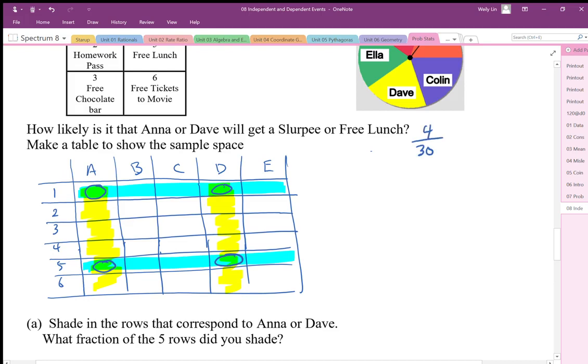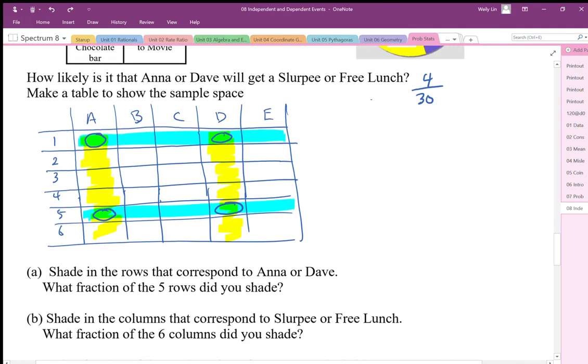If we want to be inclusive and say that Anna or Dave, Slurpee or free lunch, and it doesn't matter if Anna or Dave get some other prize, or if the Slurpee or lunch gets won by some other person, then that would be a different problem. So we're just going to interpret this as Anna Slurpee, Anna free lunch, Dave Slurpee, Dave free lunch. If we do that, the sample space clearly shows 4 out of 30.